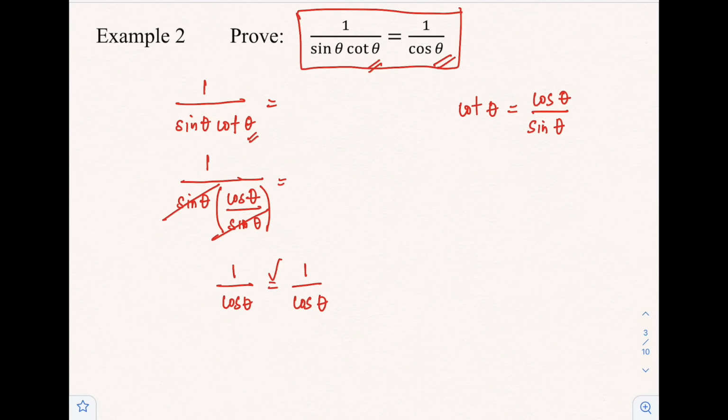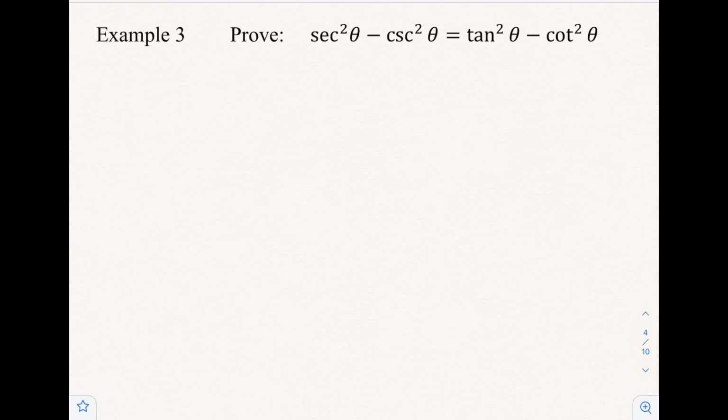Okay? So, let's have our third example. Prove that secant squared theta minus cosecant squared theta is equals to tangent squared theta minus cotangent squared theta. So, as you can see guys, halos magkamukha lang yung nasa left side natin and doon sa right side. Okay, so dito, pwede kayong mamili kung ano yung isisimplify nyo. So, try na lang natin isimplify yung nasa left side ng ating equation, which is secant squared theta minus cosecant squared theta. So, ang goal natin is kailangan maging kamukha niya si tangent squared theta minus cotangent squared theta.